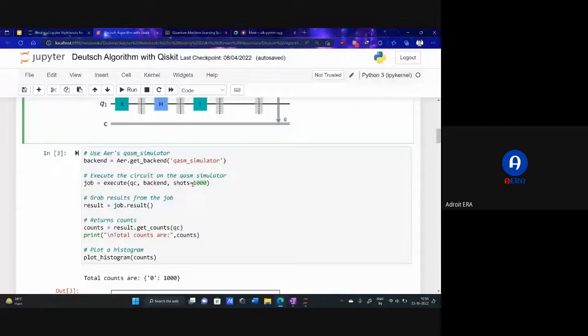Then you are going to extract the result from the execution. You have executed the circuit and stored it in a variable, and with the help of that variable you need to extract the result, right? Because only then can you see the counts. Counts mean those occurrences which I was talking about.